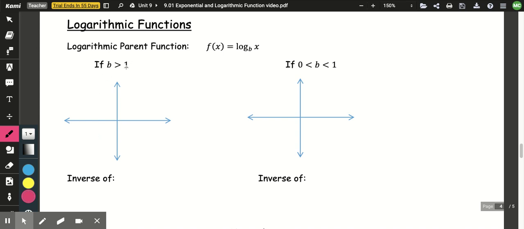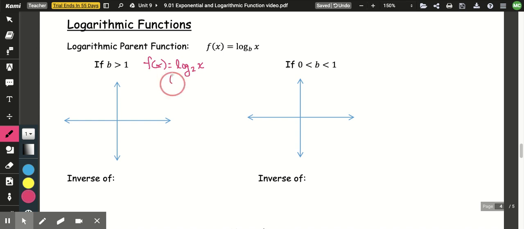So if b is greater than 1, which sounds pretty familiar, let's pick a b value that's greater than 1, like maybe 2, then my function would say f of x is equal to log base 2 of x. And so over here, I'm going to graph log base 2 of x.